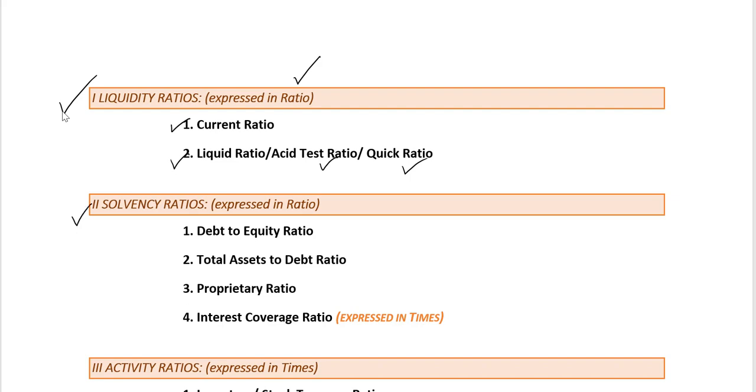Under the next head, we will talk about solvency ratios. Again, these ratios are expressed in ratio. We will learn debt to equity ratio, total assets to debt ratio, proprietary ratio, and 4, interest coverage ratio. Now this interest coverage ratio, unlike the first three ratios, which will be expressed in ratios, will be expressed in times.